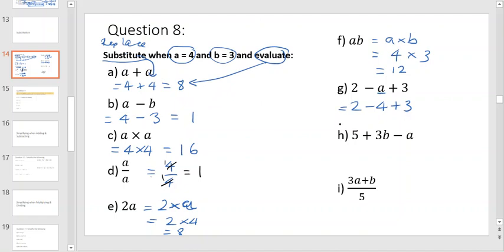2 take away 4. Now, you also have to remember your negative number skills. 2 take away 4. I'm going to put brackets around there just to emphasize I'm doing 2 take away 4 first. I've got a smaller number, take away a large number.